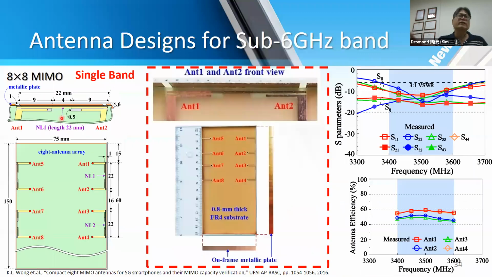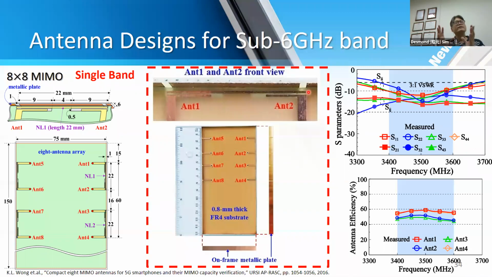So let's look at how Professor Wong can do that. Professor, if you look at the picture in the middle down here, you can see that Professor Wong has tried to avoid the coupling effect by pushing all the 8 antennas all the way to the top section. And the antenna design is this kind of design. In order to reduce the coupling, he has used a technology called the neutralization line. But down here, I'm not going to introduce that in detail.